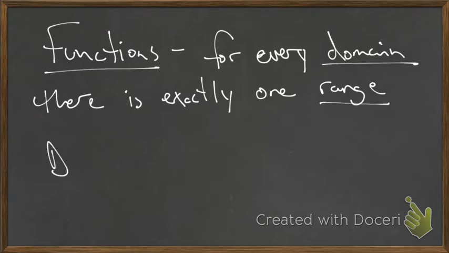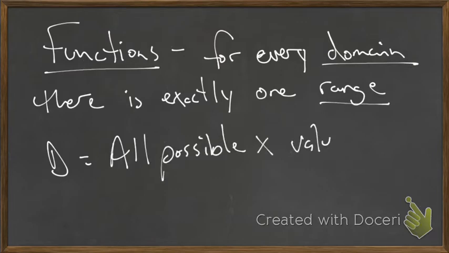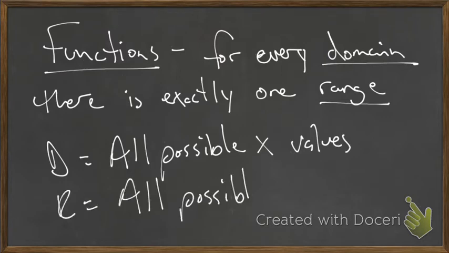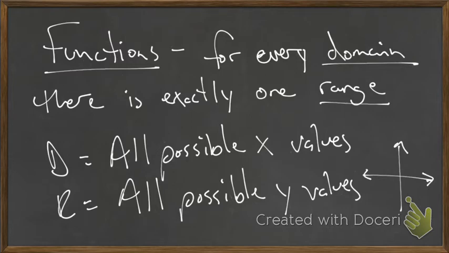To tackle that definition, you need to know what a domain and a range are. The domain is all possible x values, and a range is all possible y values. So we're talking about a coordinate plane here. All the x's are the domain, and all the y's are the range. So let's look at what that might look like with a graph.